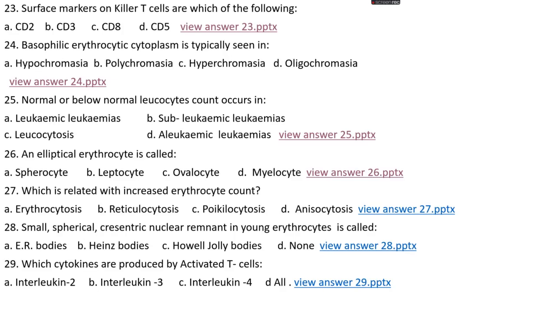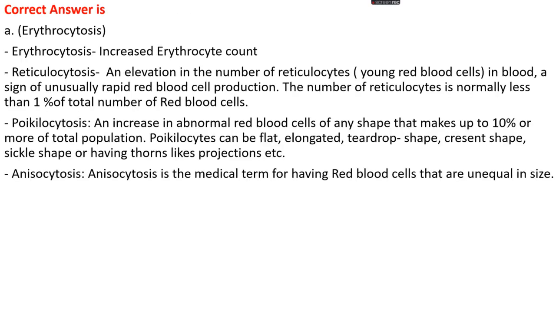Question number 27. Which is related with increased erythrocyte count? Option A, erythrocytosis. Option B, reticulocytosis. Option C, poikilocytosis. Option D, anisocytosis. The right answer is option A, that is erythrocytosis. Erythrocytosis is just an increased erythrocyte count, while reticulocytosis is an elevation in the number of reticulocytes.